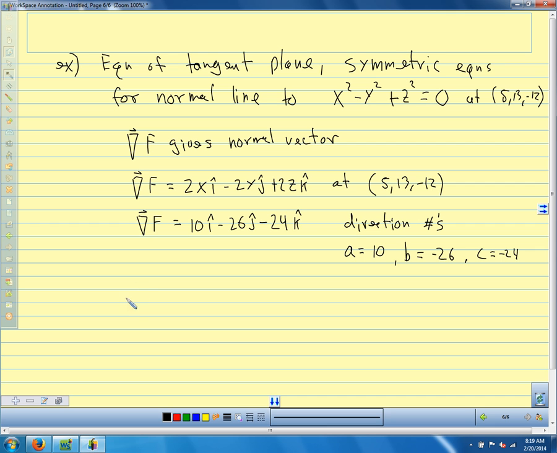So the tangent plane is 10 times x minus 5, minus 26 times y minus 13, minus 24 times z minus, or z plus 12, equals 0. So there's our tangent plane.